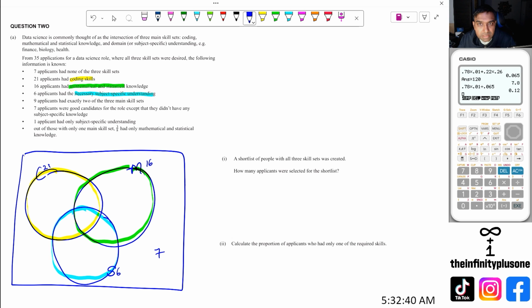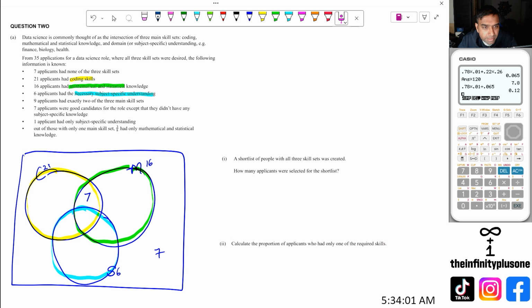So if it's 9 exactly, basically what that means is that these parts here, this, and this, those 3 areas should add up to 9. Now it says 7 applicants were good candidates for the role except they didn't have any subject specific knowledge. So if 7 of them didn't have any subject specific, that's going to be this little area here. So that's going to be 7 there because they don't actually have any subject specific language knowledge.